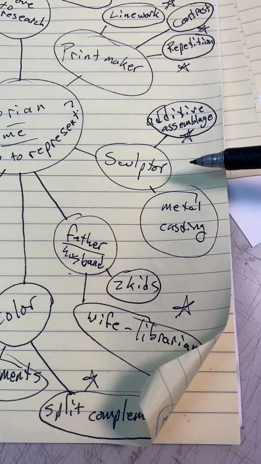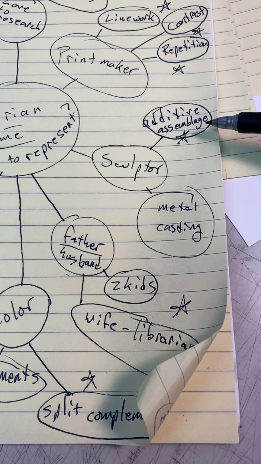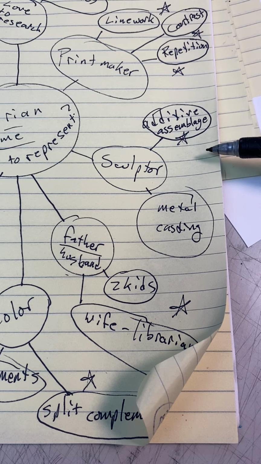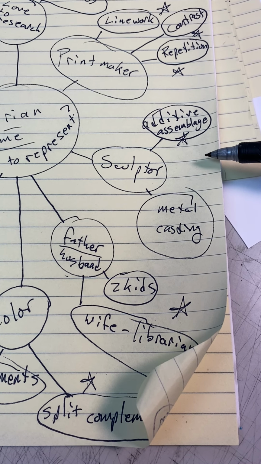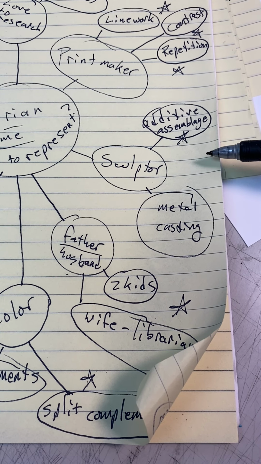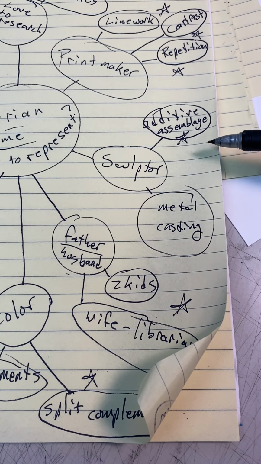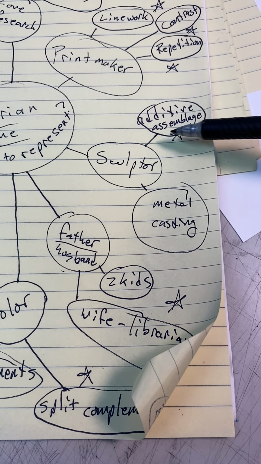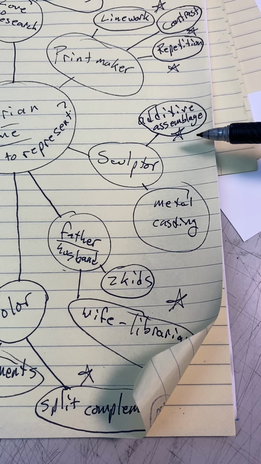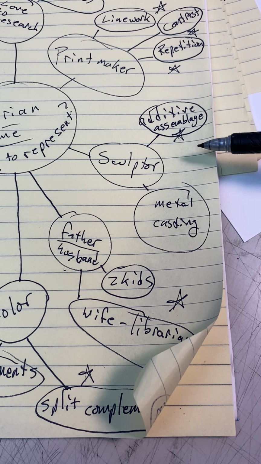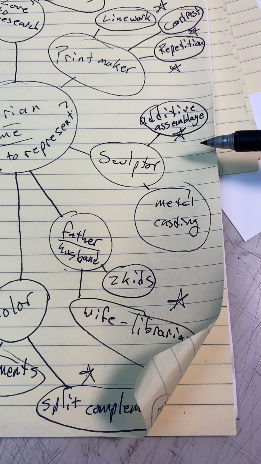One thing that I love doing as a sculptor, and so I added this, was additive assemblage, which basically means that you are combining objects together to create a full sculpture. So it's easier to represent that in a collage. I could actually take some of my little assemblage items and glue them onto my collage, so I think I'm going to do that.